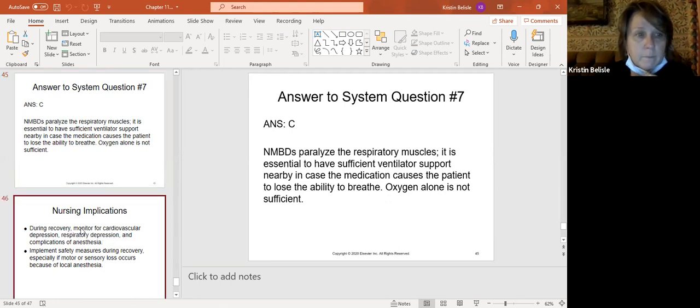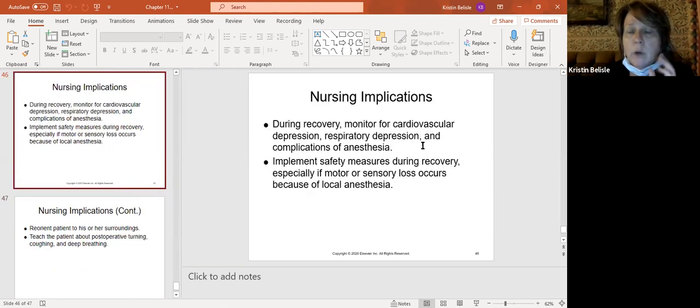Okay. During the recovery, we want to monitor their heart, so that if there's cardiovascular depression, respiratory depression, and complications of anesthesia, we can intervene. If everything goes up, they become tachycardic, tachypneic, and if we have that high fever, then these are the big signs. If they're sweating profusely, anxious, those are signs of malignant hyperthermia. Okay.